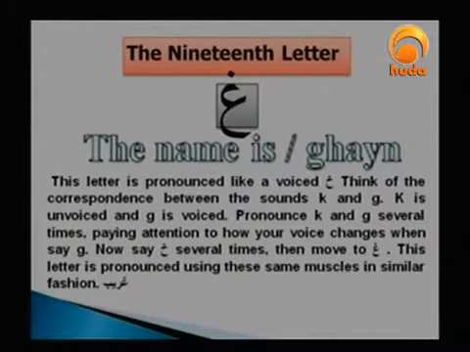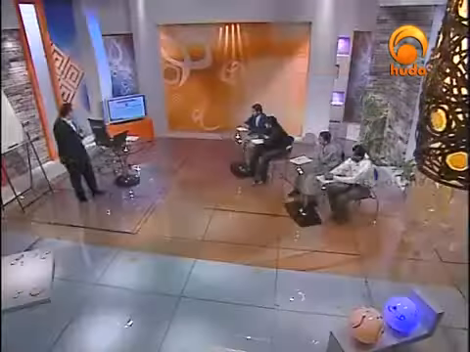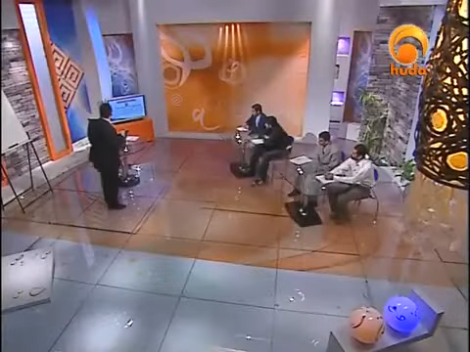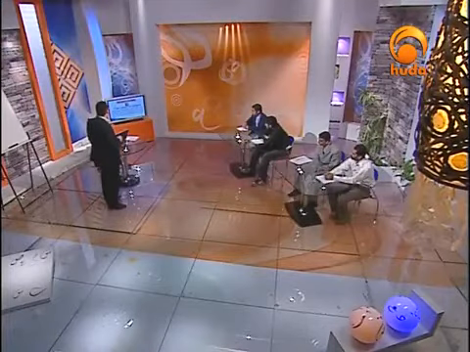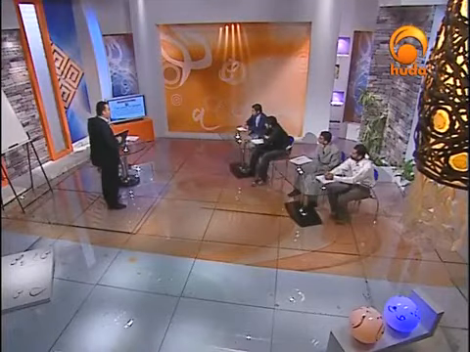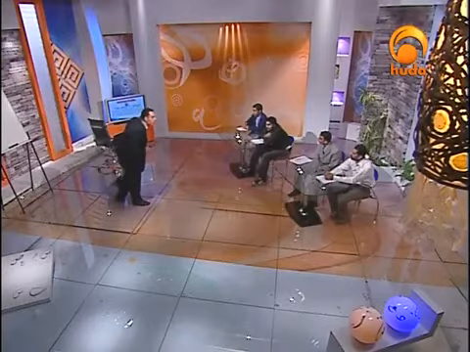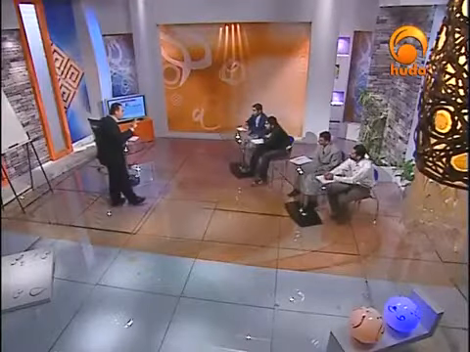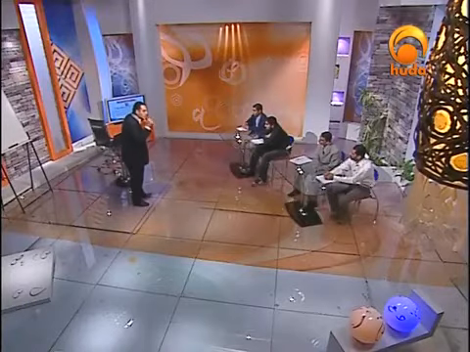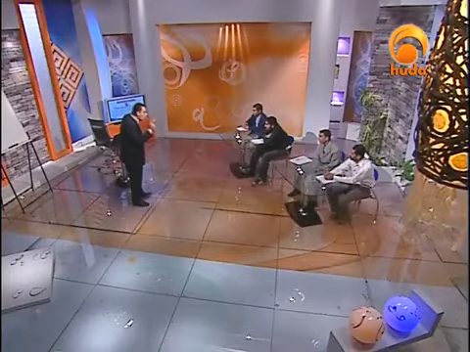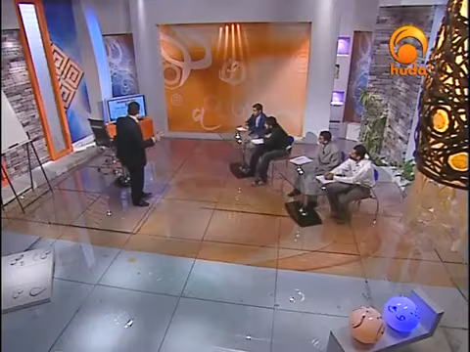Think of the correspondence between the sounds Ka, Ga. Ka is unvoiced and Ga is voiced. Pronounce Ka and Ga several times, paying attention to how your voice changes when you say Ga. So say Ka, Ga. Now say Kha. Say all of them again. Ka, Ga, Kha. Say Kha several times, then move to Ghain.